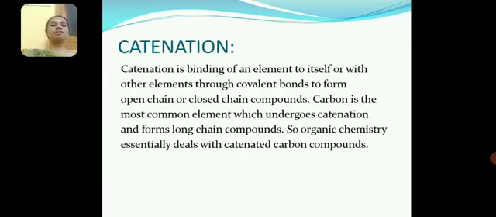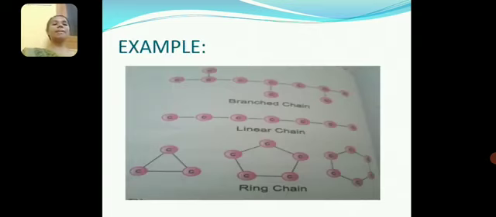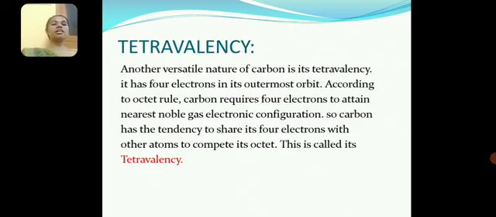Catenation. Catenation is the binding of an element to itself or with other elements through covalent bonds to form open chain or closed chain components. Carbon is the most common element which undergoes catenation and forms long chain components. So organic chemistry extensively deals with catenated carbon components. Examples: branched chain, linear chain, ring chain.